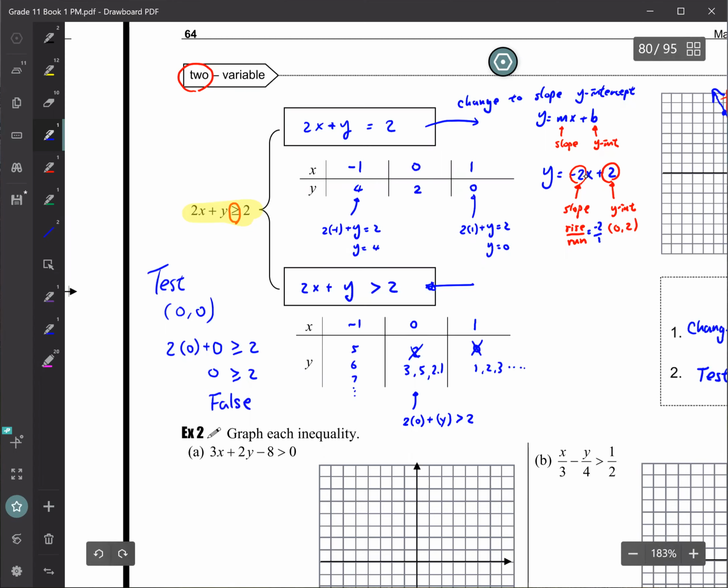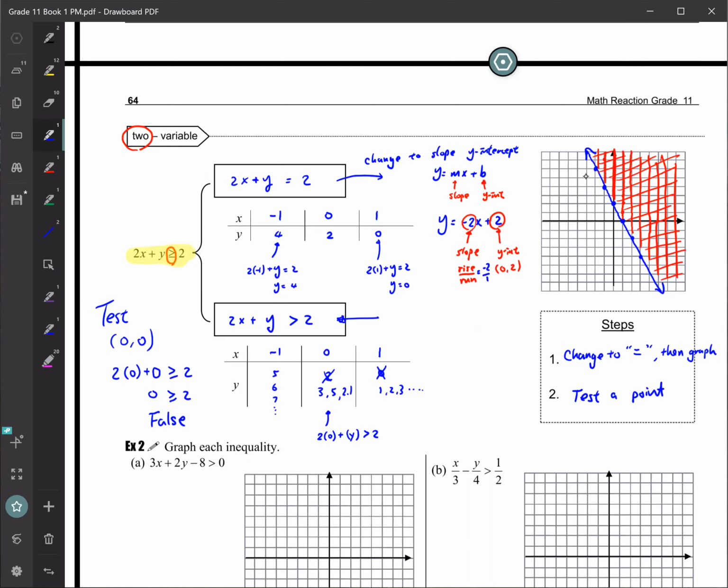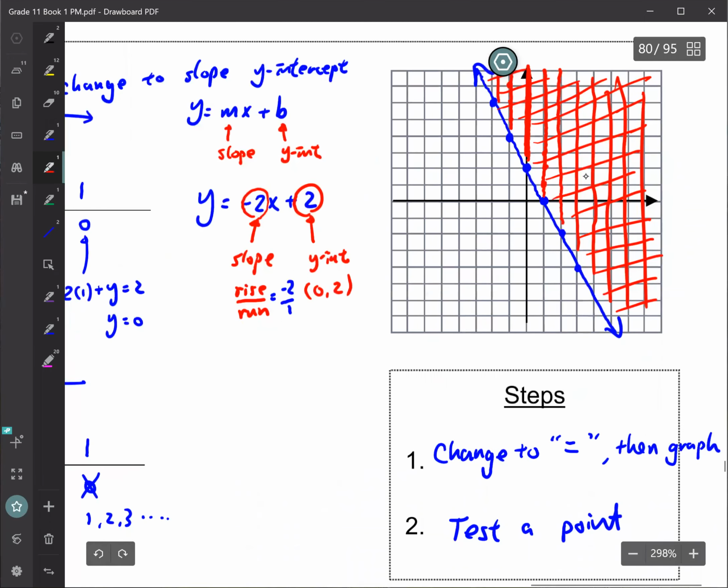Okay, this is how you test the point. You plug the point into the question and see if it's true. So let's look at the graph. 0, 0, let me use a green dot, is right here. This point is false. If that point is false, then everything on the same side will be false. Everything here will be false. All the green ones are the false ones.